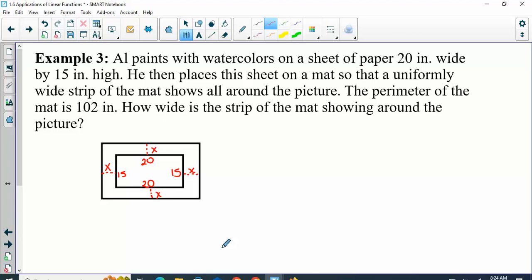How far is it from here to here? 20. And how far is it from here to here? X. So when I put those all together, I have X, a 20, and another X. So what is that total width? 2x plus 20. 2x plus 20. You would have to add all of those together.